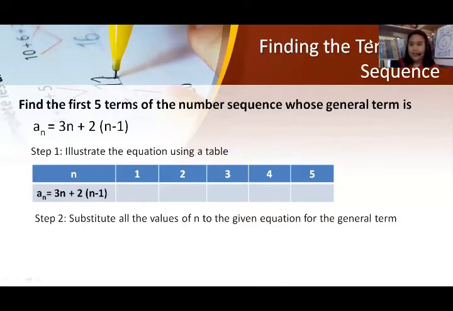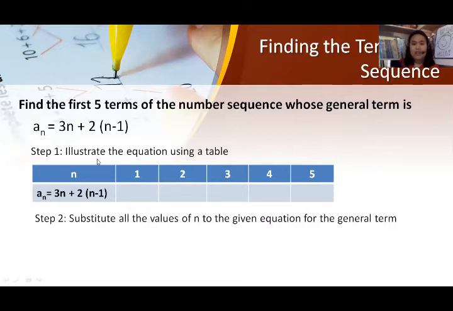So, let's try to solve this problem. Okay, finding the terms of a sequence. So, how do we find now the terms of a sequence? Now, for example, we are to find the first 5 terms of the number sequence whose general term is given right here. Sabi ko kanina, A sub n can represent the last number of the term. Now, if we're looking for the first 5 terms, our A sub n here will be 5, or the last term will be 5. But since we are looking for the first 5 terms, we have to generate the first term hanggang 5 terms.